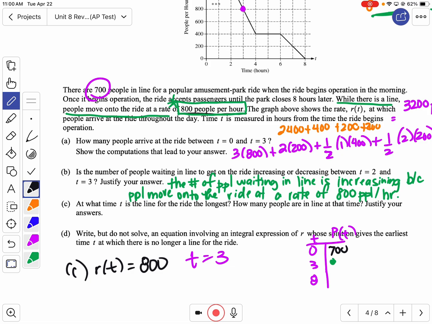At t equals 3, we'll have our 700 plus that area from 0 to 3, which we did already, of RT. And then we have to subtract out that 800 that have been doing that for 3 hours. If we do that, that would give me 1,500, because this one's 3,200, we already did that integral, right?